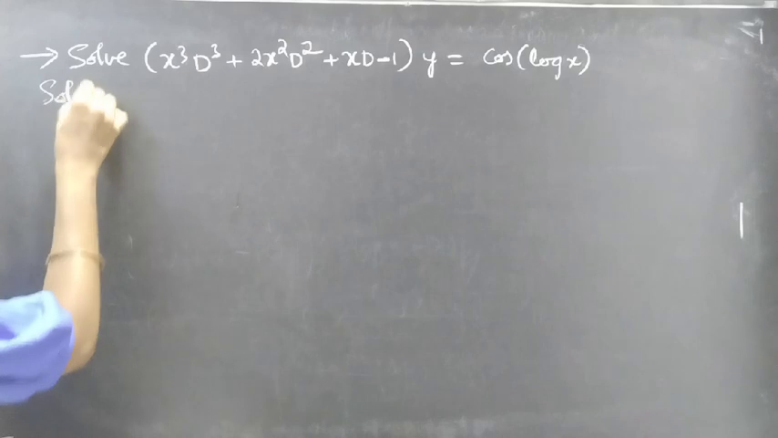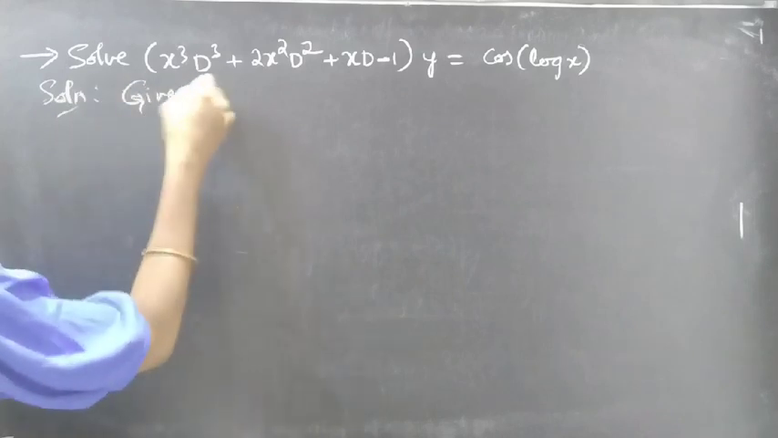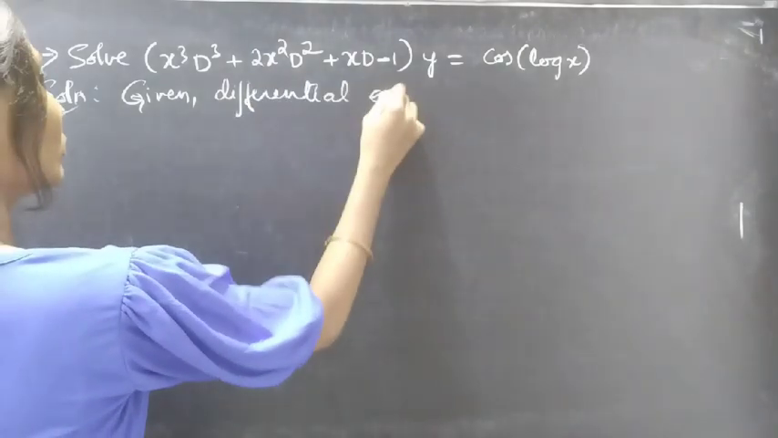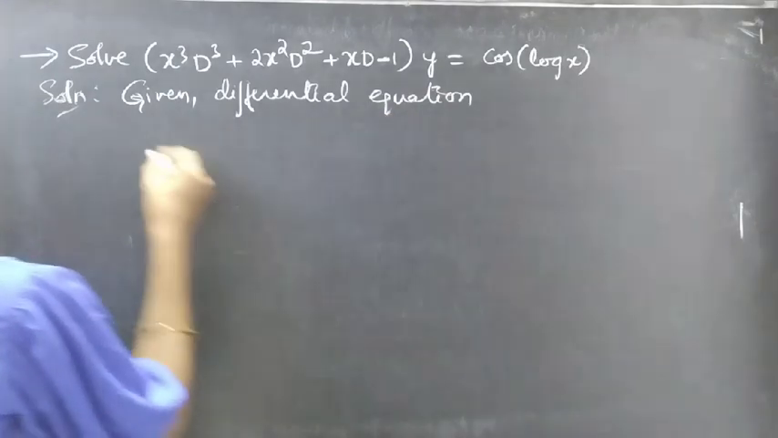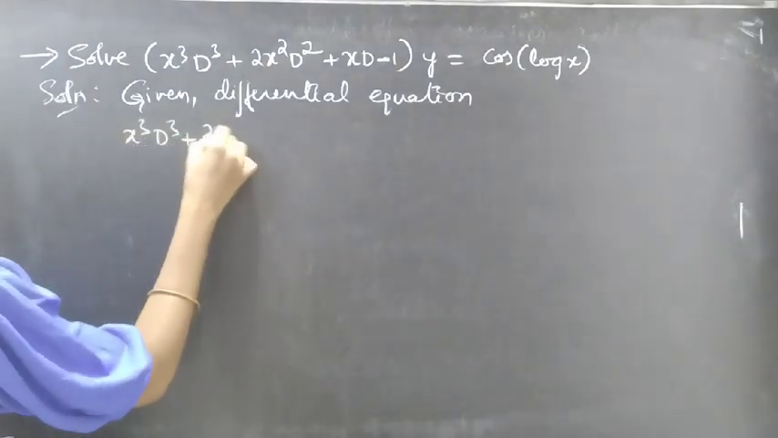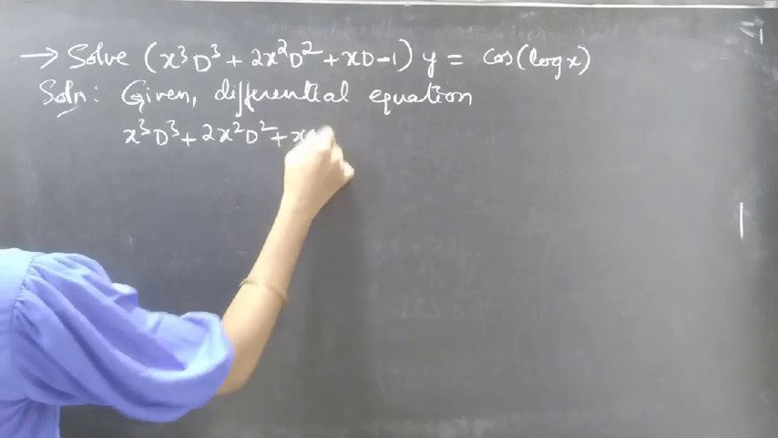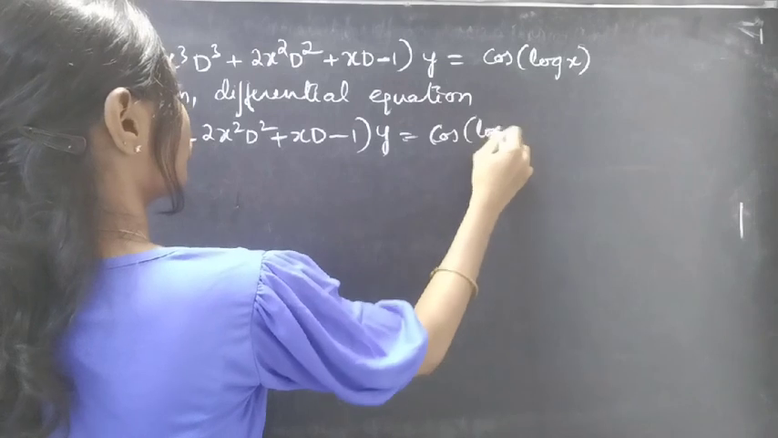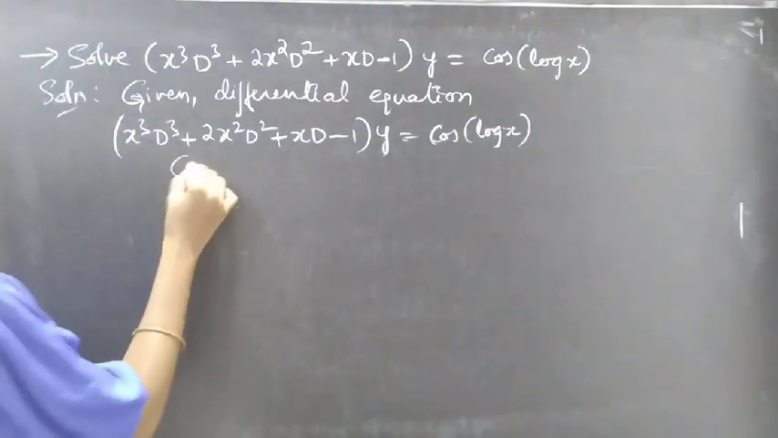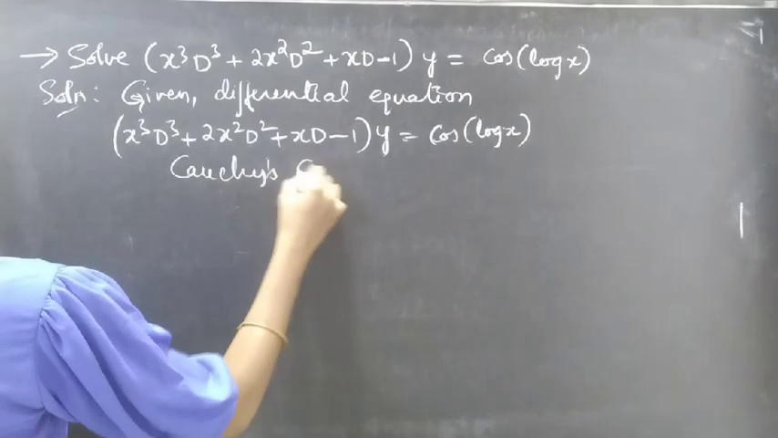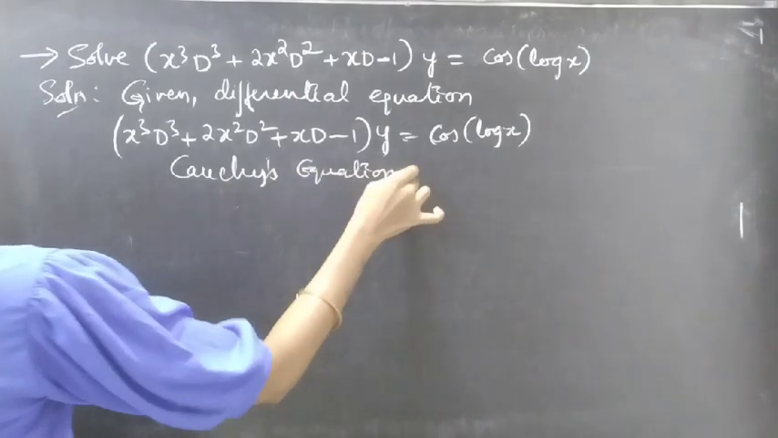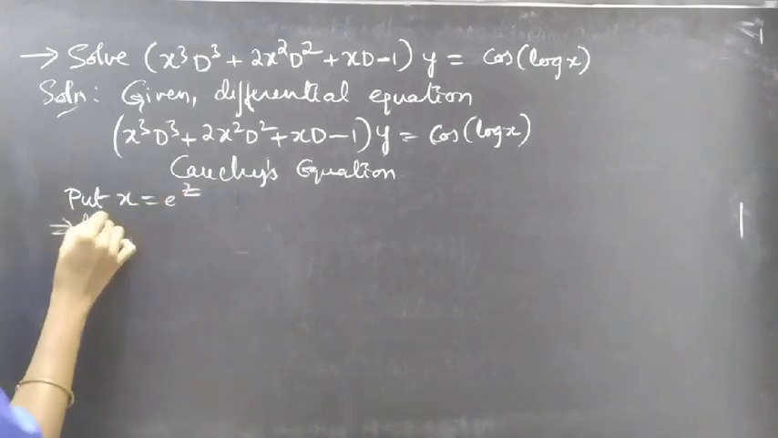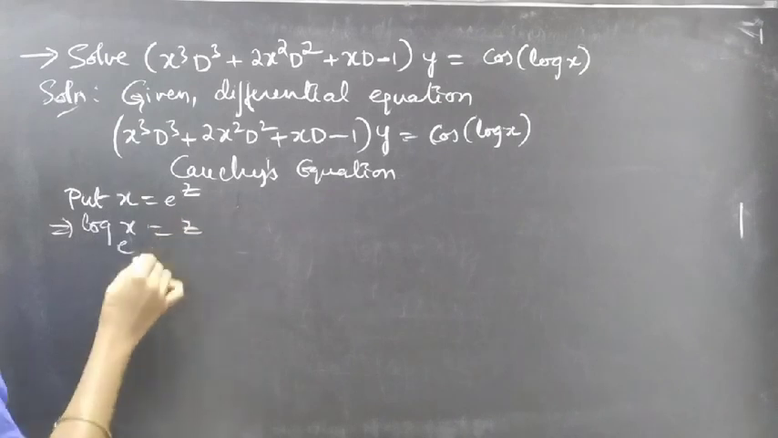Solution. Given differential equation, x cube D cube plus 2x square D square plus xD minus 1 into y equals cos of log x, and also this is a Cauchy's equation. Now we need to make the substitution. Put x equals e power z, then log x to the base e equals z, for x greater than 0.